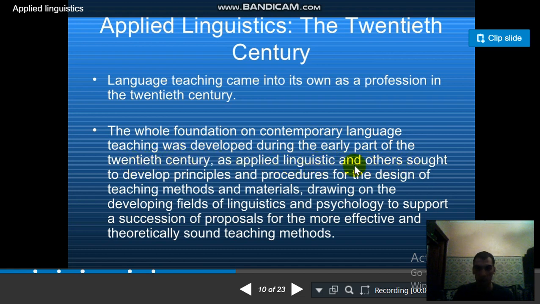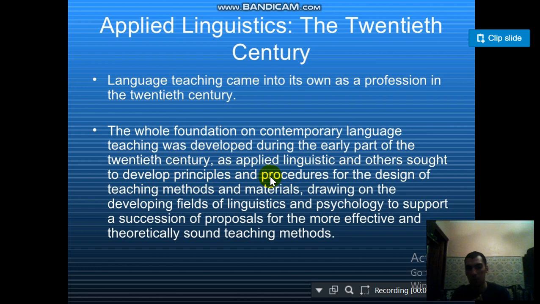and others sought to develop principles and procedures for the design of teaching methods and materials, drawing on the developing fields of linguistics and psychology to support a succession of proposals for more effective and theoretically sound teaching methods.